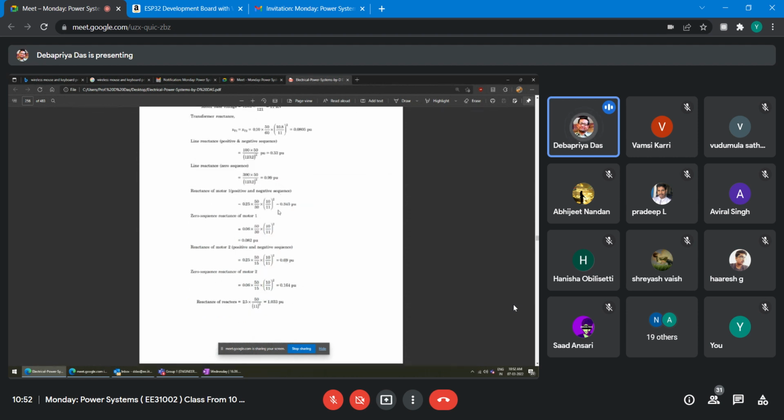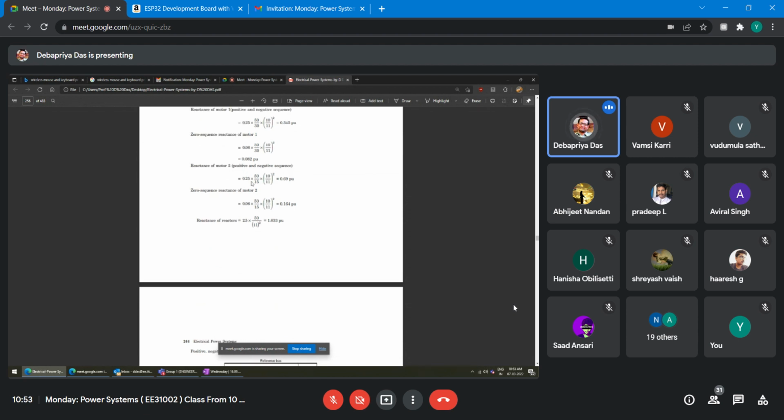Reactance of motor 1, positive sequence, right? The base voltage for the motor side is 11 kV, but the rated voltage is 10 kV. So convert the old one to the new one, going to the per unit formula again. So 0.25 into 50 upon 30, because the rating for the motor is 30 MVA but the base is 50 MVA, into 10 by 11 squared. Similarly, the zero sequence reactance for the motor is the same thing, 50 upon 30, whatever it comes, 0.082. Zero sequence reactance of the second motor is the same thing, the only difference is that its base MVA is 50 and its rated MVA is 15.